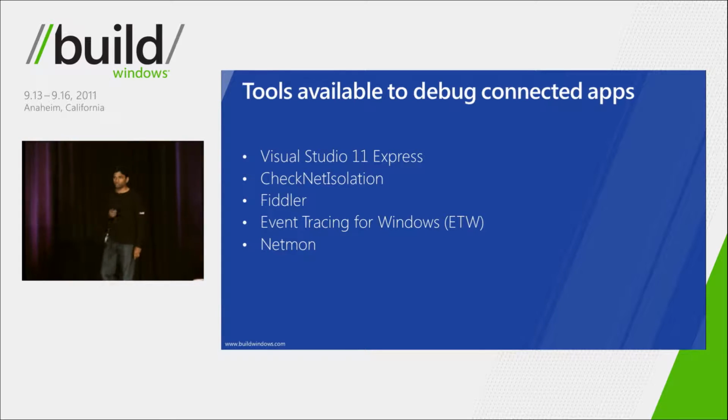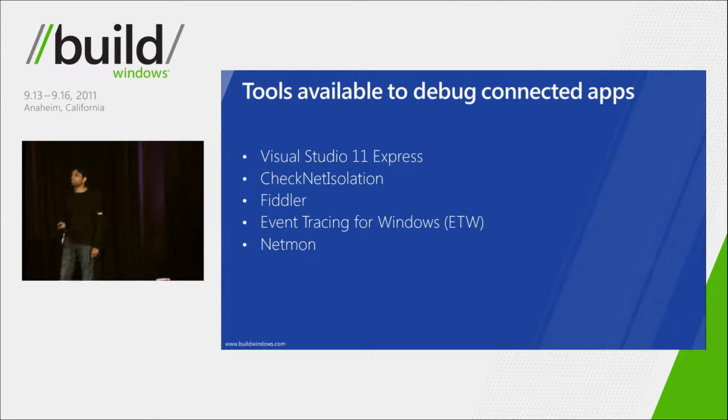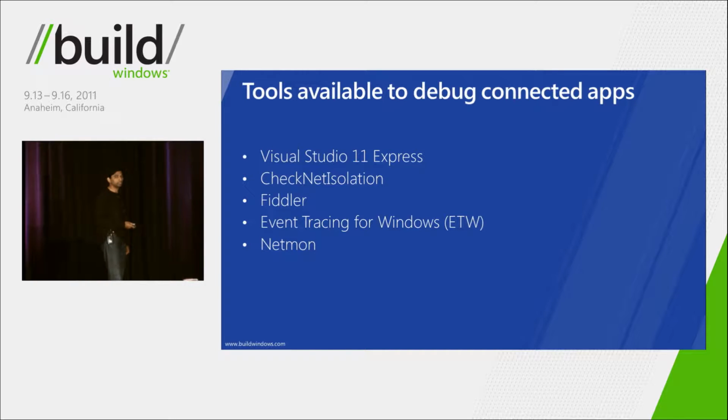So again, it's available on your PC. The third tool is Fiddler, which is used for debugging HTTP apps. The fourth one is ETW, Event Tracing for Windows. It's been there in Windows for some time, and I'll show you how you can use it to even see what the system is doing.